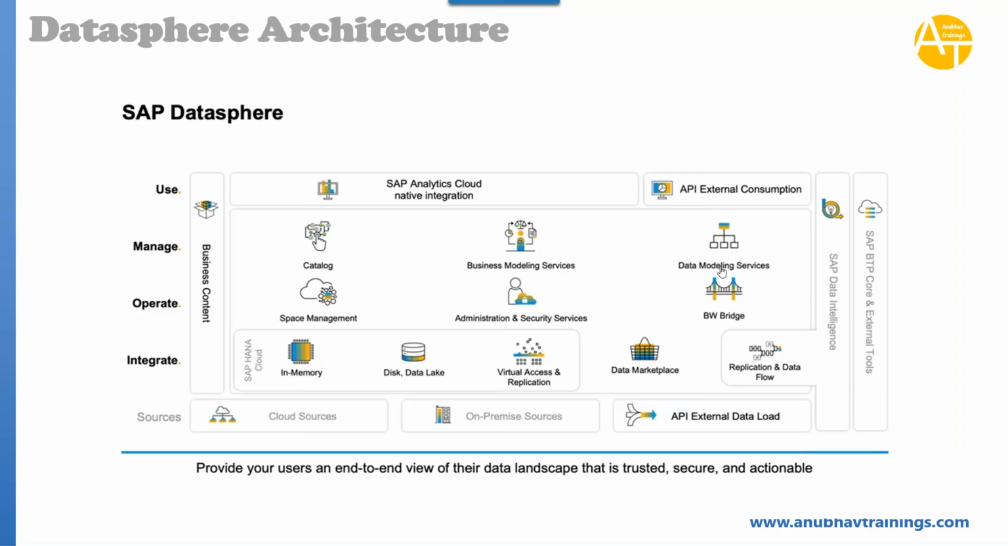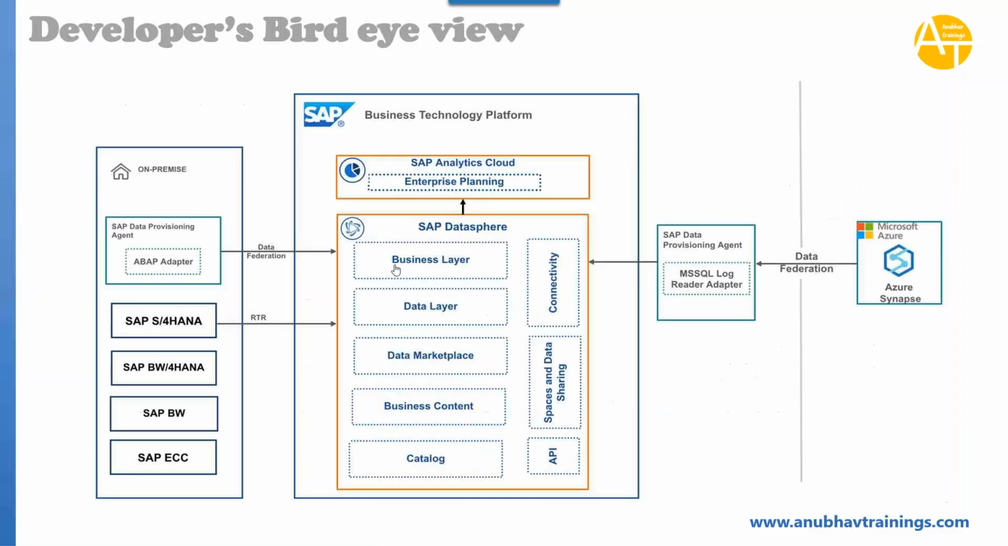On top, we also have data modeling services, where you can create new tables, replication flows, data flows, data jobs. A lot of these things you can do with the data modeling services. On top of it, we have SAP Analytic Cloud native integration, which is what we typically use when it comes to consuming your data. This is where you can finally reuse your data, or you can do external consumption, where you can have tools like, for example, Microsoft Power BI or Salesforce Tableau, or even an Excel file, to consume this data. So that is about our DataSphere architecture.